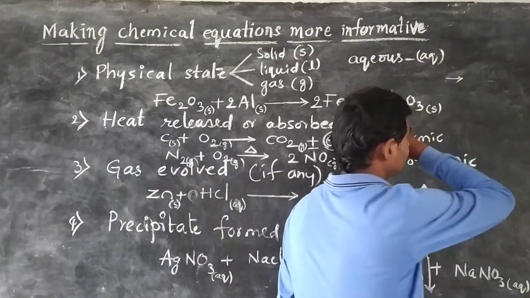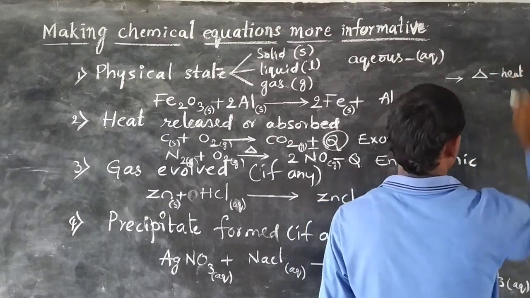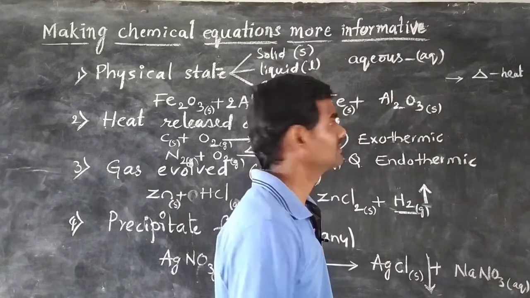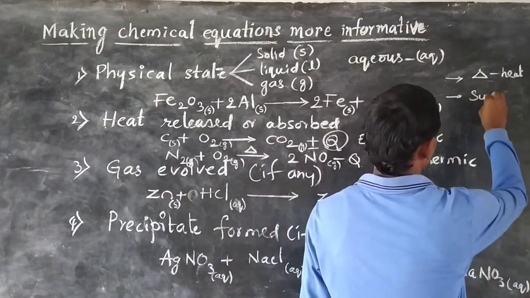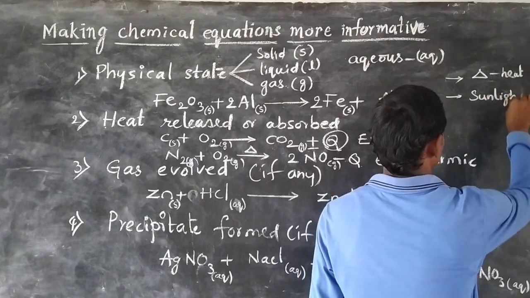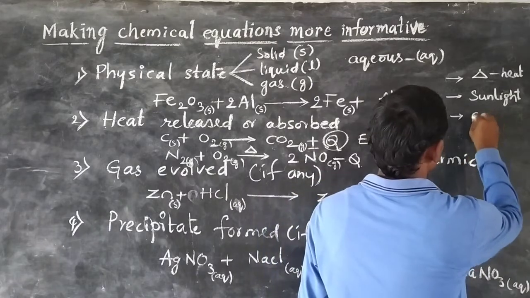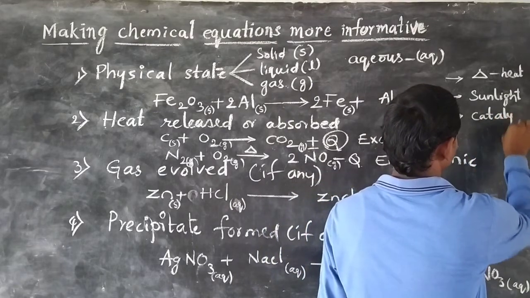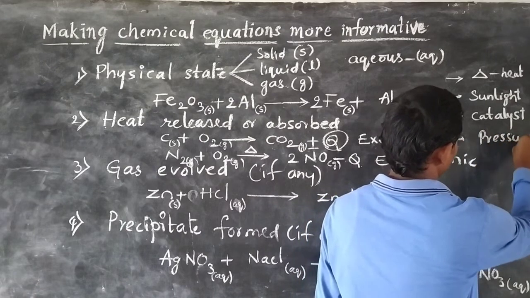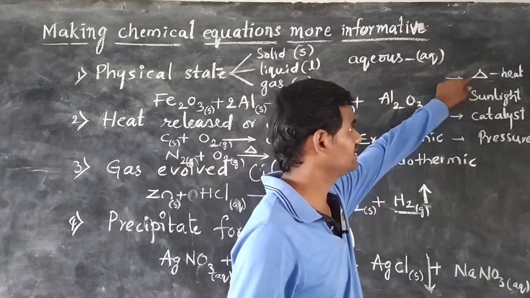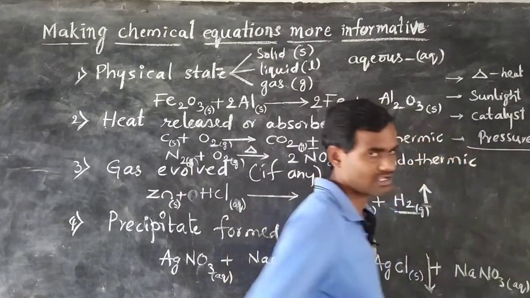In some reactions, heat absorbed or supplied, we represent it with the delta symbol, that is a triangle. Sometimes sunlight is also used in some reactions, and some catalyst is used, or some pressure. These things we have to represent on the arrow mark.